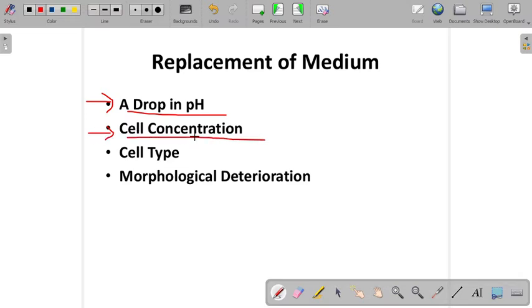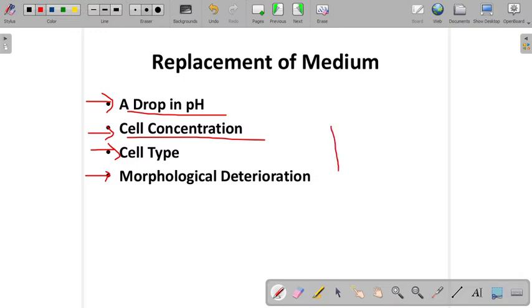Once confluence is there, you cannot hold on to the same culture flask. You need to subculture it immediately, and you need to divide these cells rapidly. It depends on the cell types. You need to prevent anything which is going to degrade your media or cells. And the fourth one is morphological deterioration.